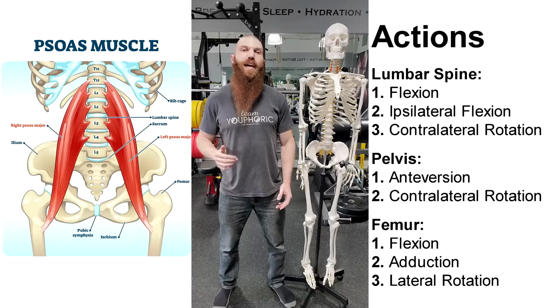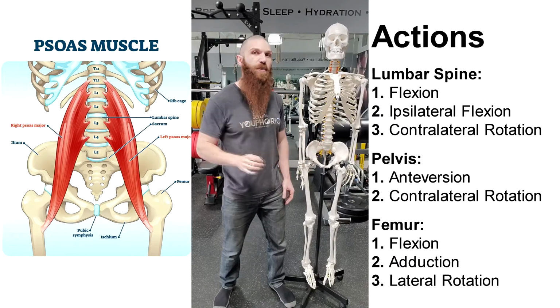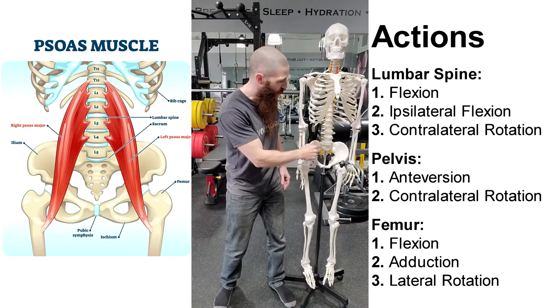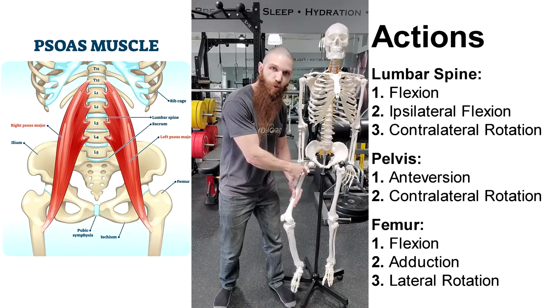The psoas major attaches anterolaterally on the vertebral bodies of T12 all the way down to L5, and also the intervertebral disc in between them. And then it also attaches anteriorly on the transverse processes of L1, 2, 3, 4, and 5. And then from there, it attaches into the lesser trochanter of the hip.